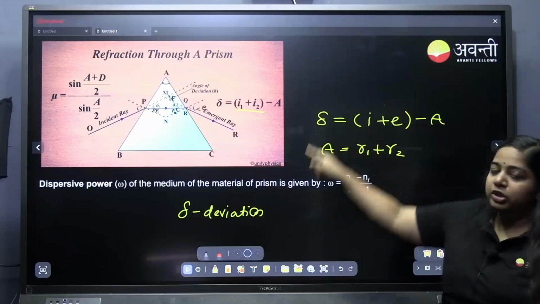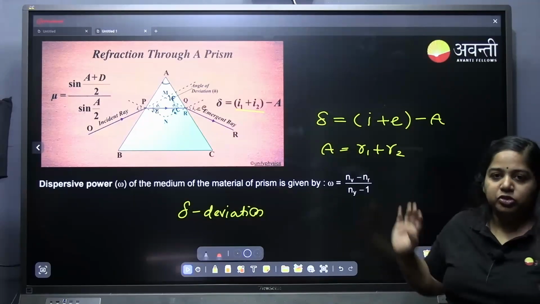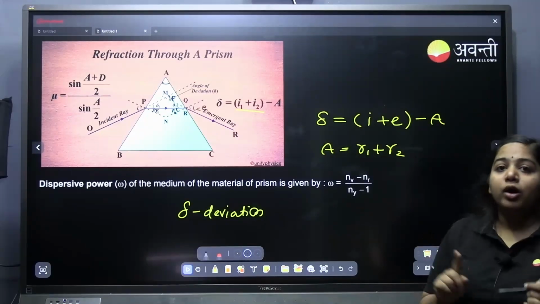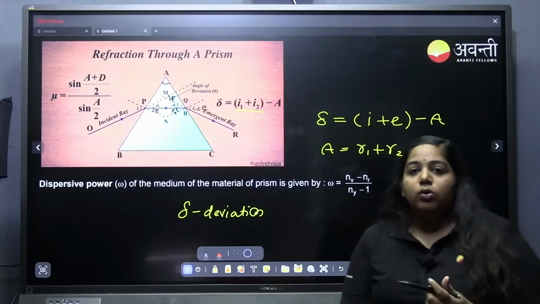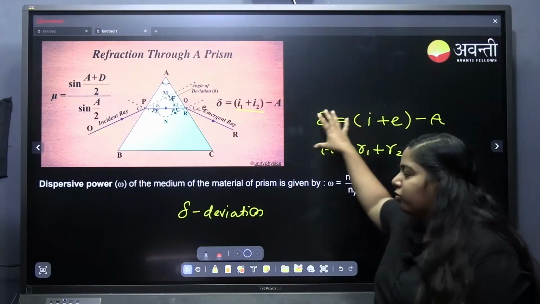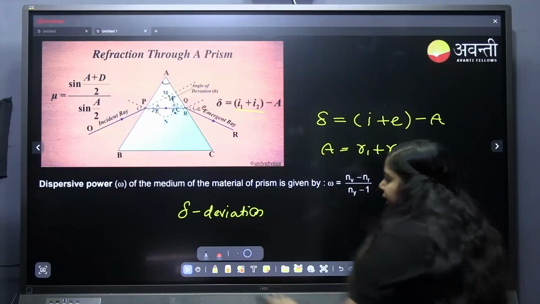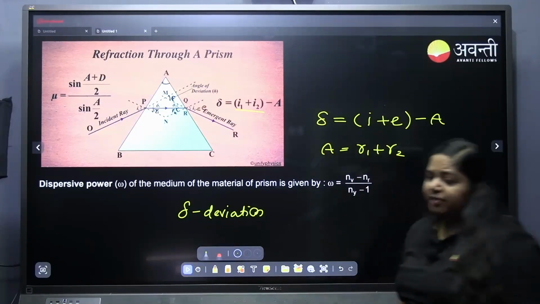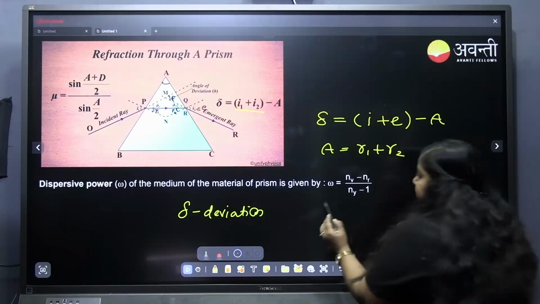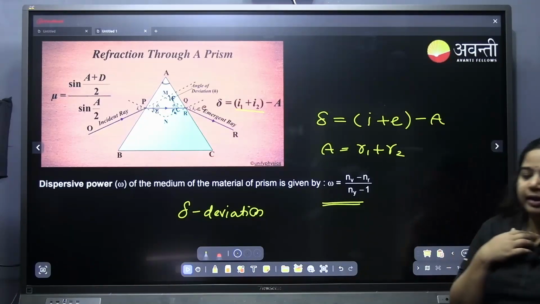You will get the majority of questions for solving using this one or critical angle. Most of the questions will be based on these two formulas or based on critical angle. So keep that in mind. Can we move on? Another thing is dispersive power of prism.